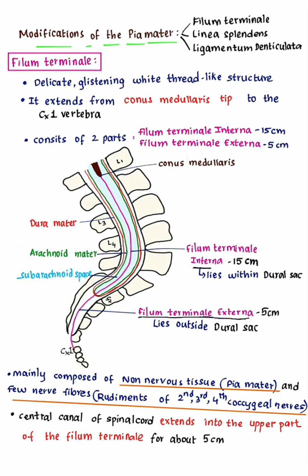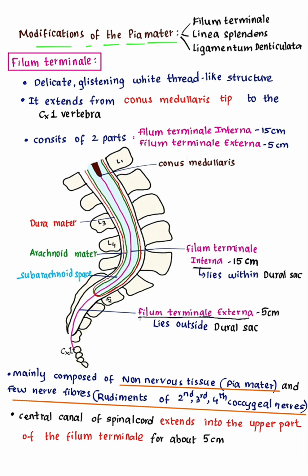It is 20 centimeters in length. It consists of two parts: filum terminale interna and filum terminale externa. Filum terminale interna lies within the dural sac. We know that the dura mater and arachnoid mater both end at the lower border of S2. Hence, from the tip of the conus medullaris till S2, it is filum terminale interna, which lies within the dural sac. It is 15 centimeters in length.